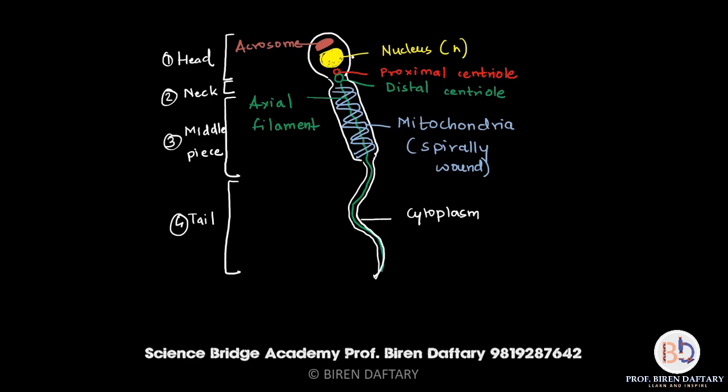Then below the neck is present the middle piece, which has spirally wound mitochondria wrapped around the axial filament. Mitochondria provide energy to the swimming sperm. And finally, below the middle piece is the tail, in which the axial filament is surrounded by thin strands of cytoplasm. Alright, this haploid sperm is finally going to combine with a haploid ovum, which is the female gamete, and together they are going to form a structure called the zygote.